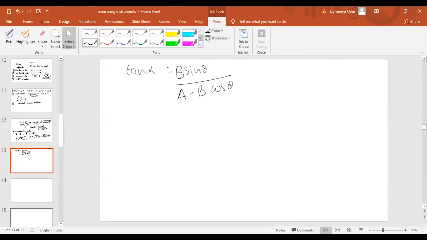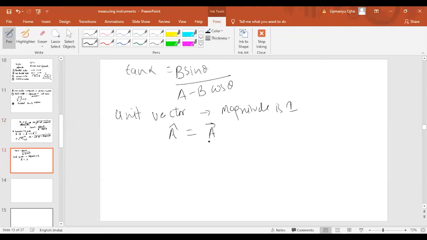Fine. Now we have unit vectors. Again, I discuss about unit vectors. Unit vectors are those vectors whose magnitude is 1, and it is represented by cap. Say a cap. a cap is equal to a vector by mod of a vector. Now, what is mod here? Mod is the magnitude of the a vector.